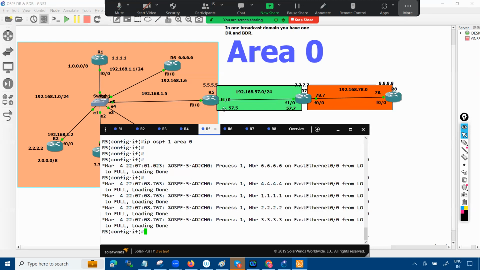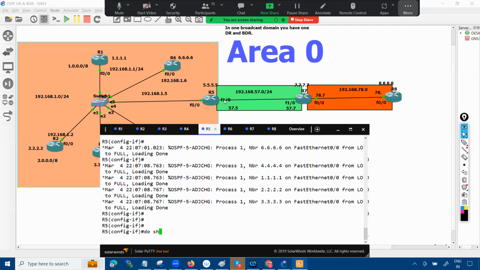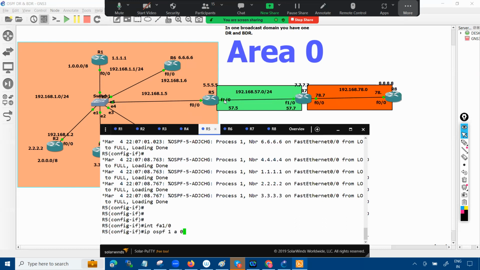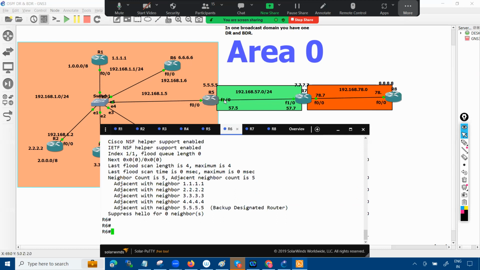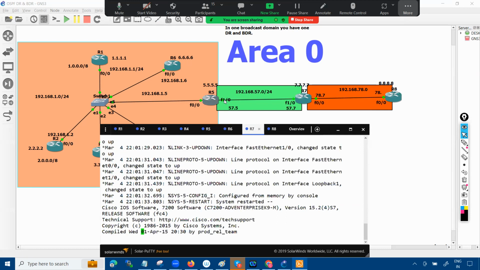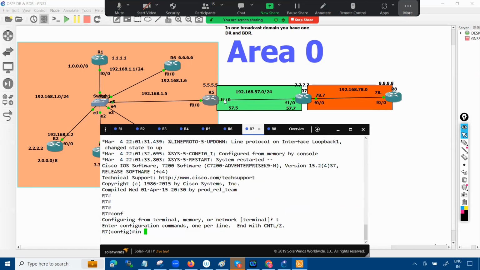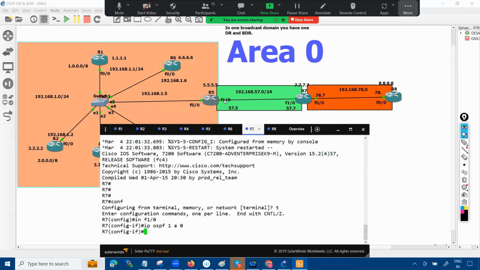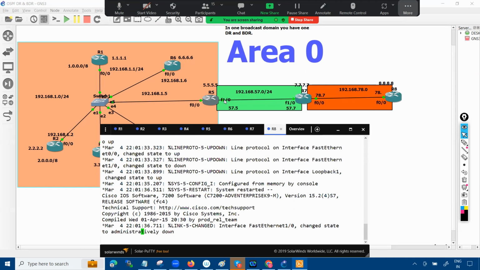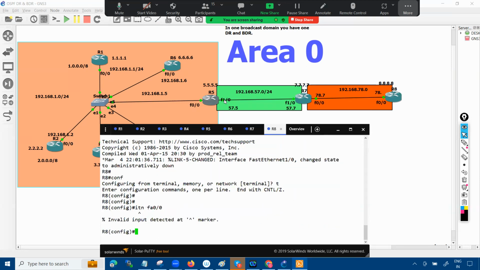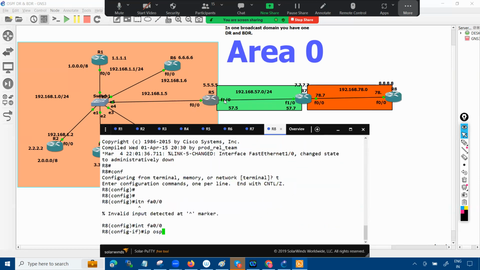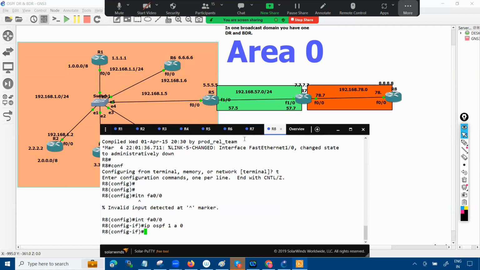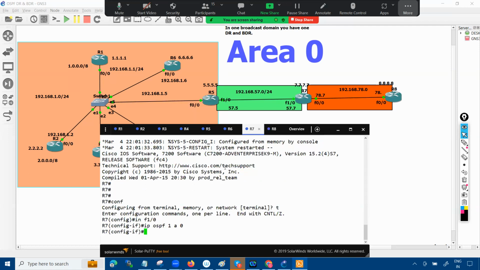Now on R5, I'm going to configure this interface. Let me enable this interface 1/0, IP OSPF number 1, area 0, on router number 6 as well, not router 6, router 7. Interface 1/0, IP OSPF number 1, area 0, and interface 0/0, area 0. Same thing on router 7. I also need to configure the interface 0/0.